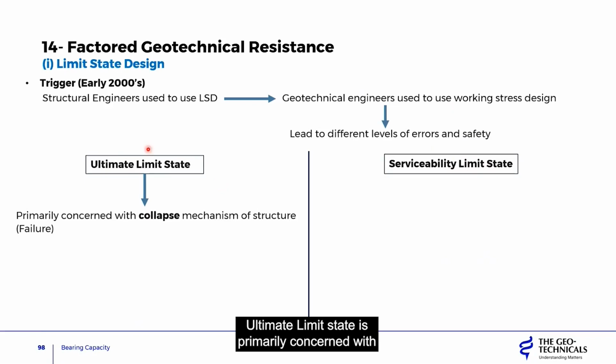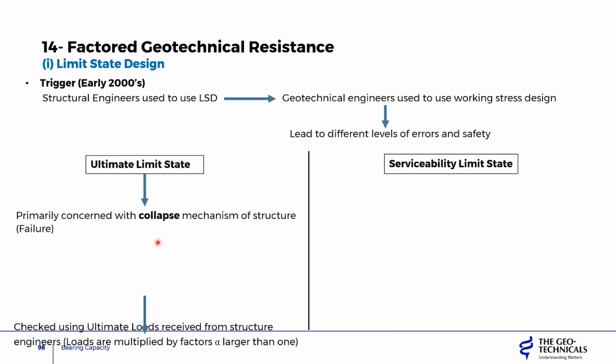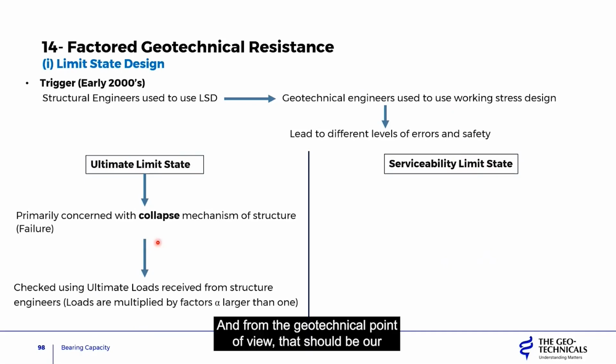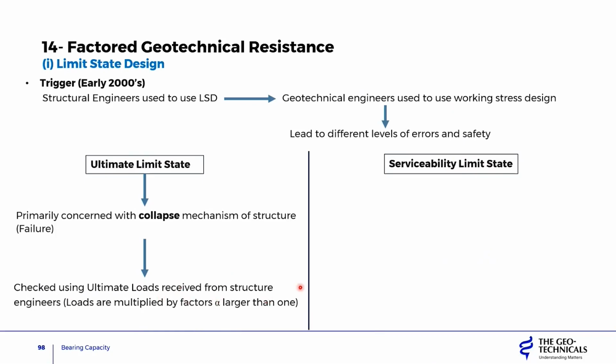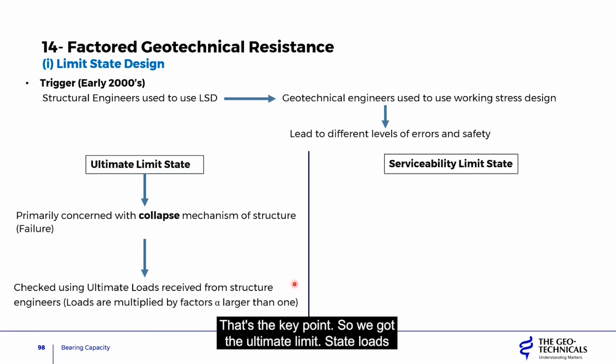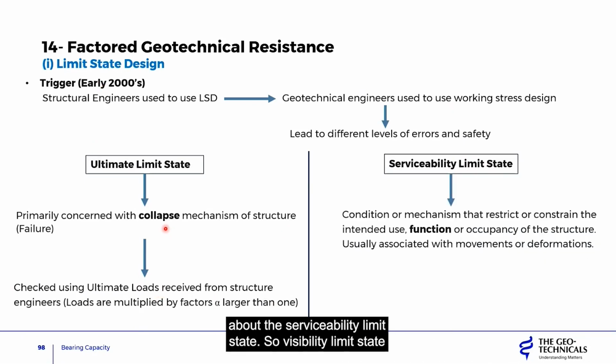Ultimate limit state is primarily concerned with the collapse or failure mechanism of the structure. So if the applied load reaches this case, it means the structure will fail. From the geotechnical point of view, that is our ultimate limit state bearing capacity, and it should be checked using the ultimate loads that we receive from the structural team. These loads are usually the normal loads but factored, multiplied by a factor alpha. That's the key point. So we have the ultimate limit state loads, which we use to check our ultimate bearing capacity.